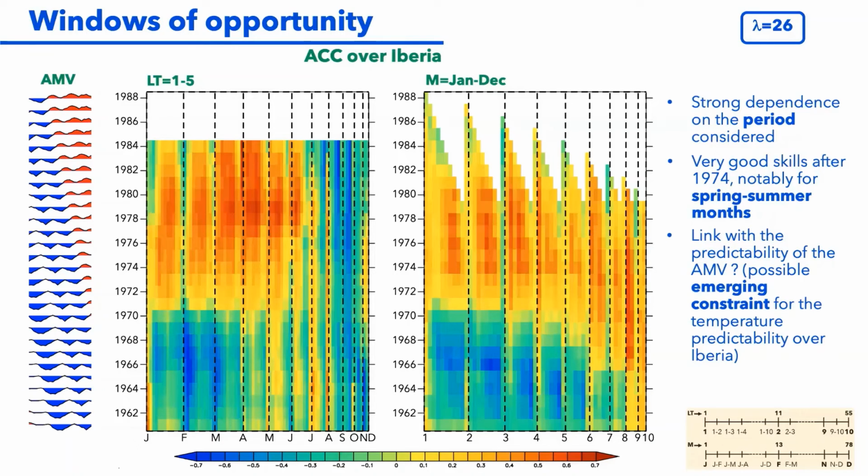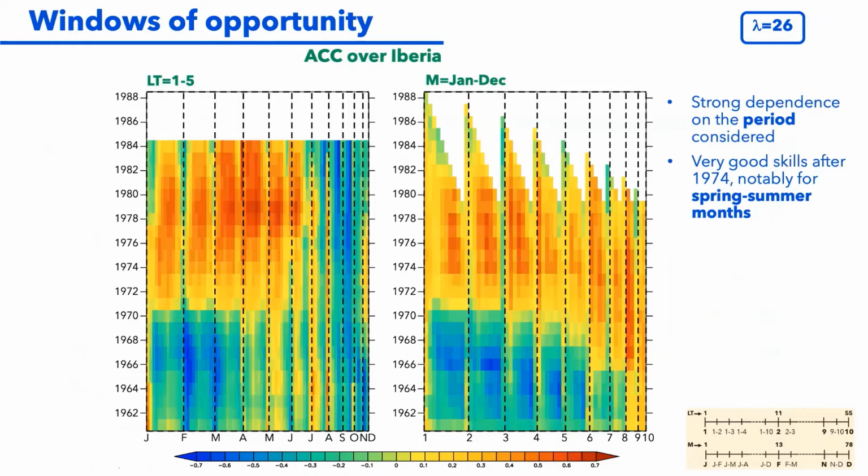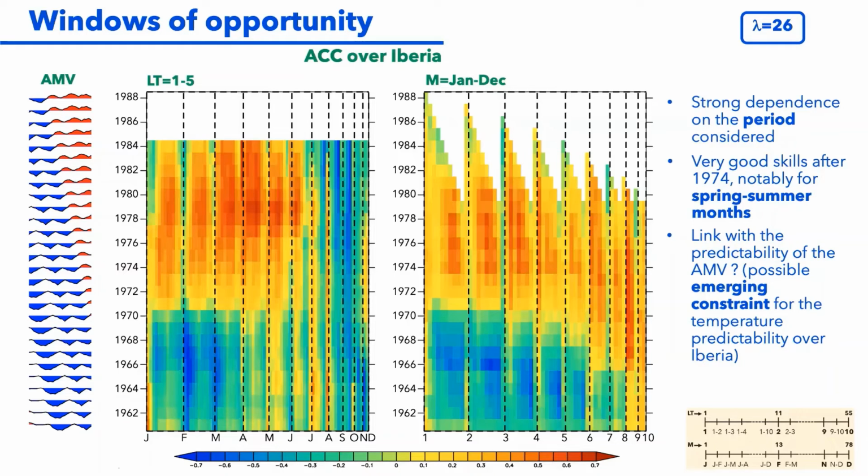So the fact that this skill improves really clearly after a certain period can suggest that there is maybe a link between the predictability of the AMV and the predictability of air temperature over Spain. I haven't checked that for the moment, so it's just a speculation, but if confirmed, we can say that possibly AMV is an emerging constraint for temperature predictability over Iberia.